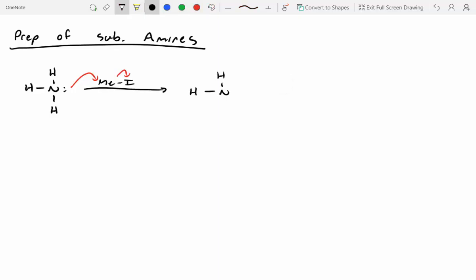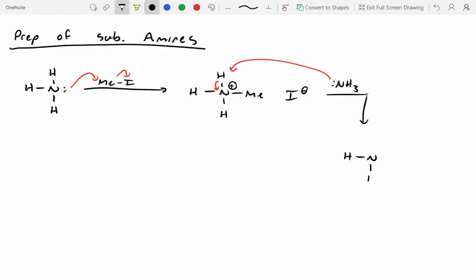And we can get to our salt. So this would be our primary ammonium salt. And then if you've got any other ammonia around, this ammonia will come deprotonate, and you can get to your primary amine.